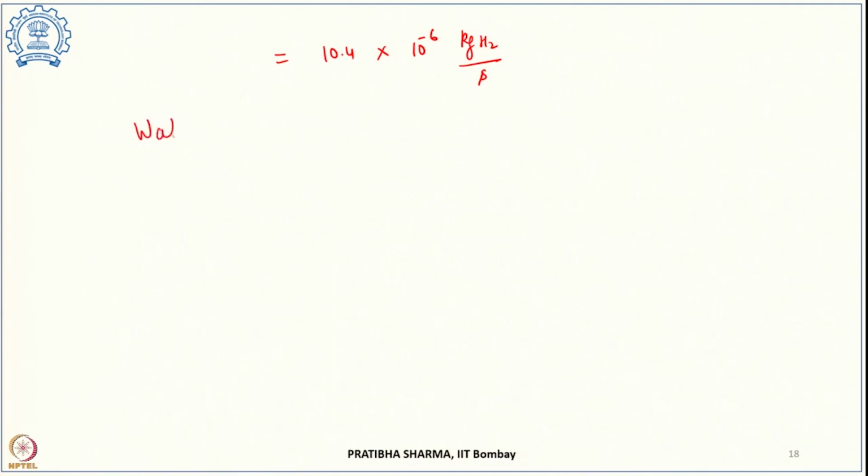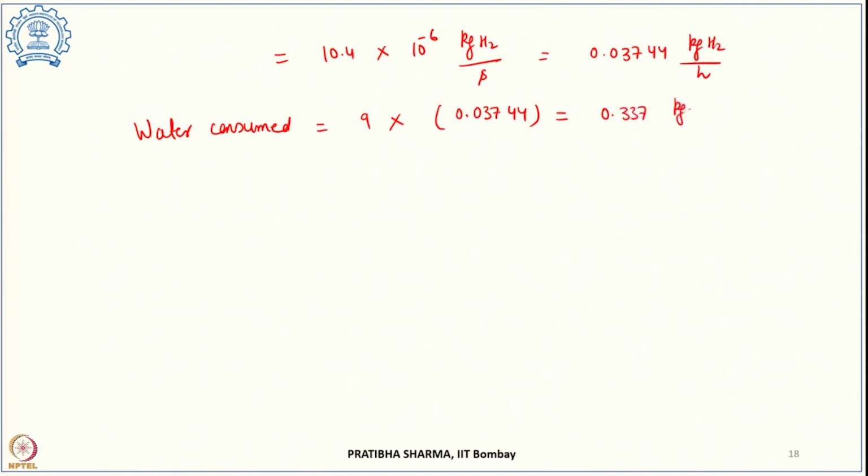So, the water consumed in the process is 9 times that of hydrogen, and that is equal to 0.03744 when expressed in terms of per hour. So, the same quantity we can use here: 0.03744, this is the kg of hydrogen being produced per hour, that gives a value of 0.337 kg of water being consumed in the process per hour.